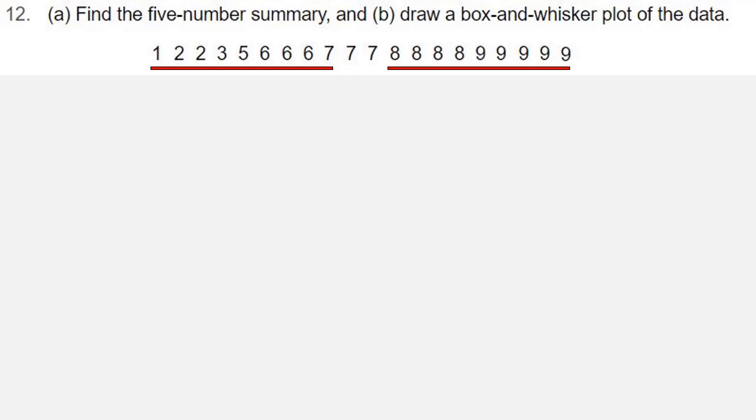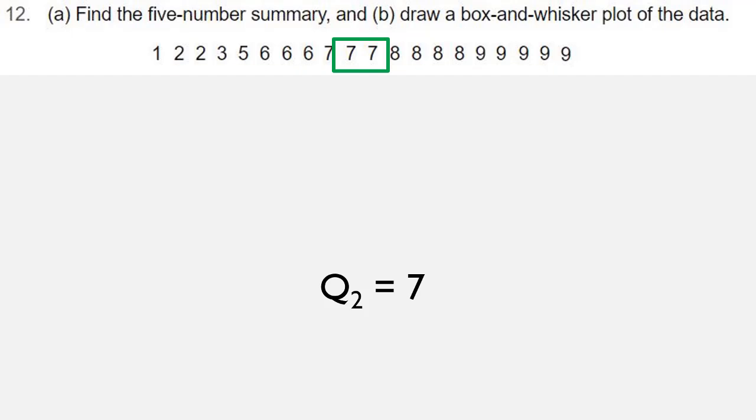There are 20 data values here, so I'm going to underline 9 on each side, which leaves 2 central entries, 7 and 7. The average of those two will be Q2. So 7 and 7 have an average of 7, so Q2 is 7. Then, that 7, though, is not either one of those two 7s. It's actually a 7 that falls between those.